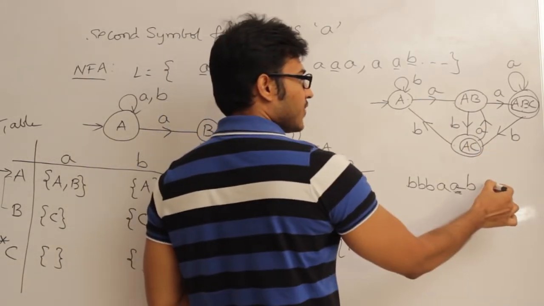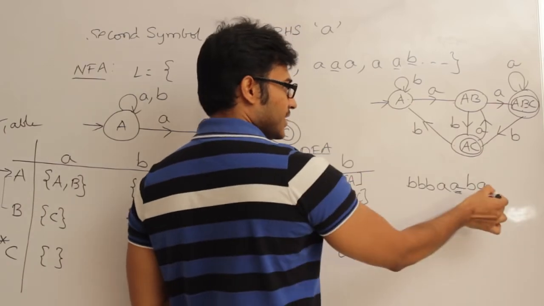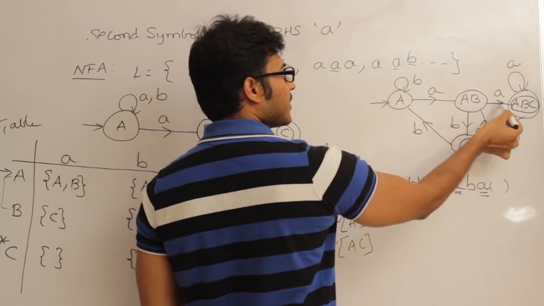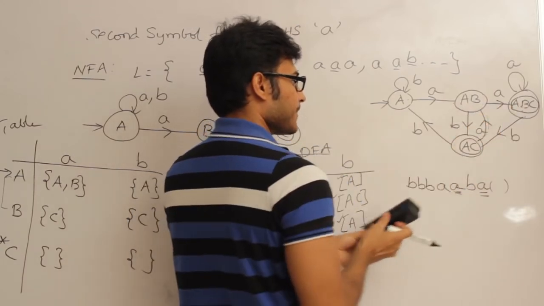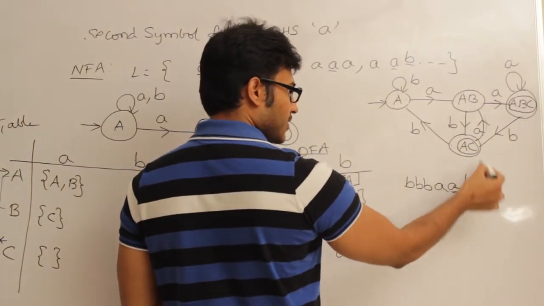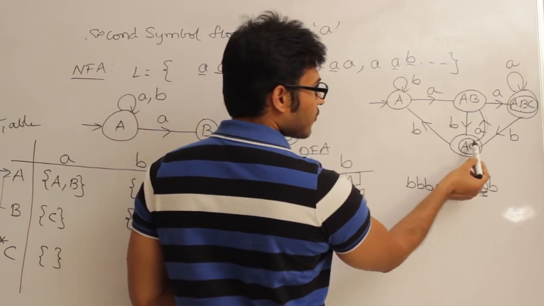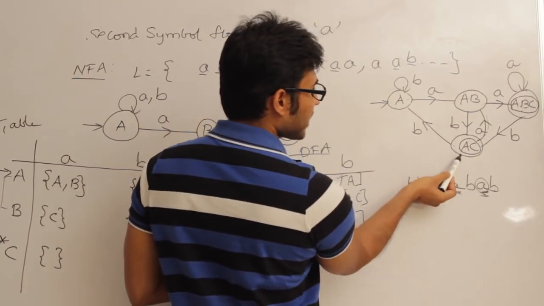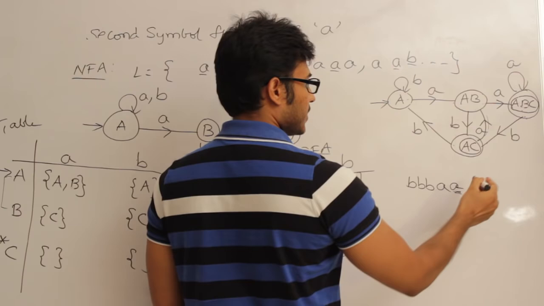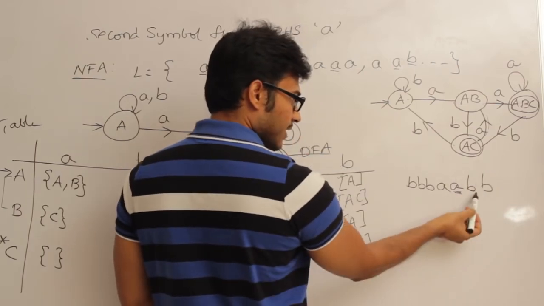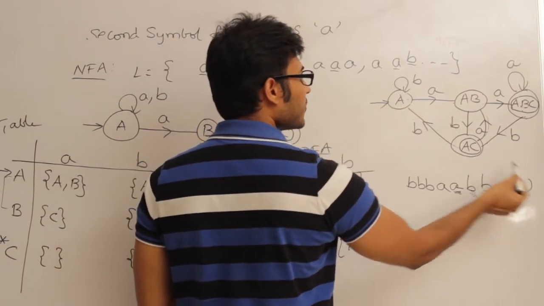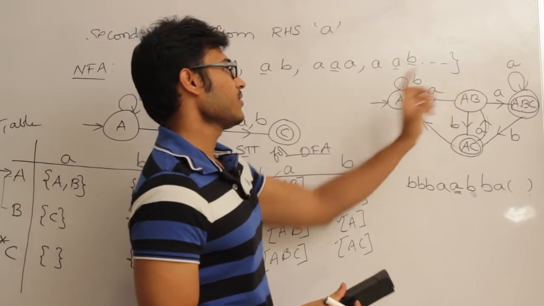Now after that, if I see a, then I have to wait for either A or B. Therefore, if I see a, I'll go here and wait for either A or B. If I see a B, the second last symbol is B, and therefore I have to again go back and wait for an A followed by A or B.